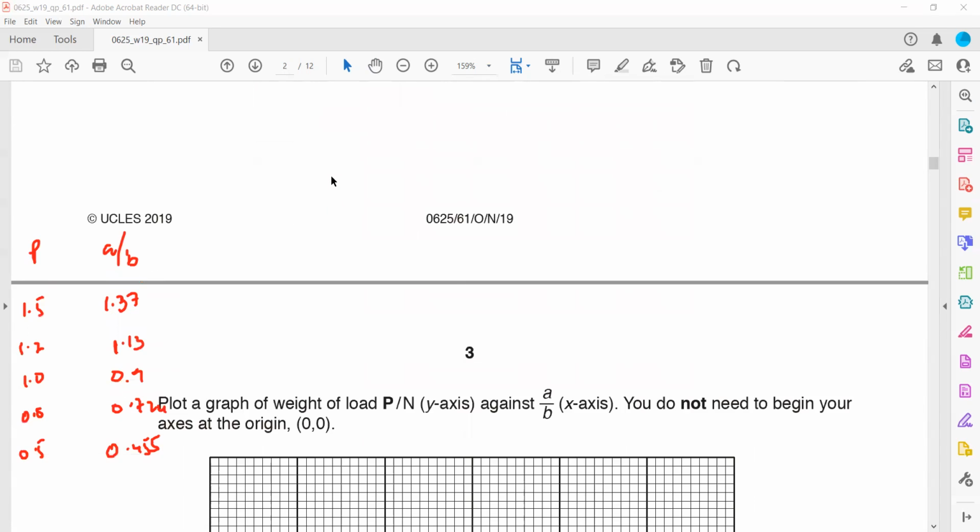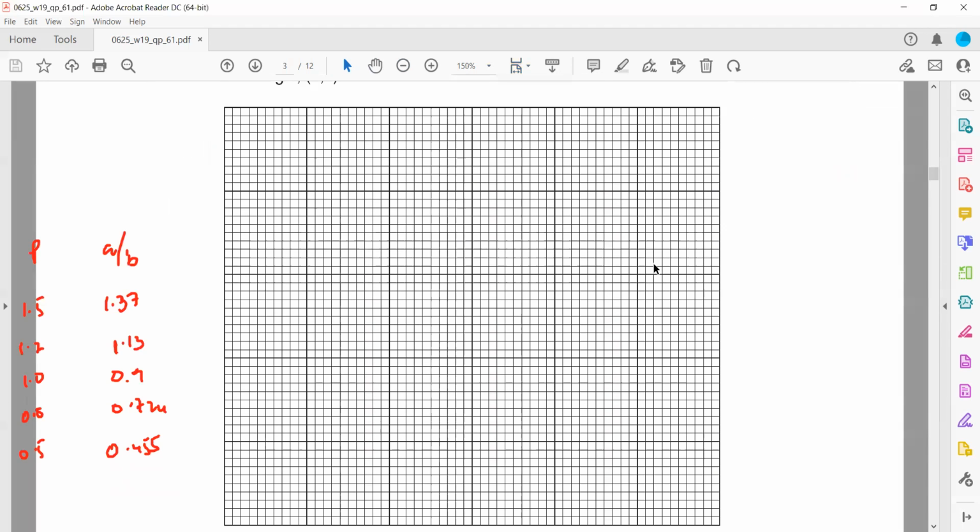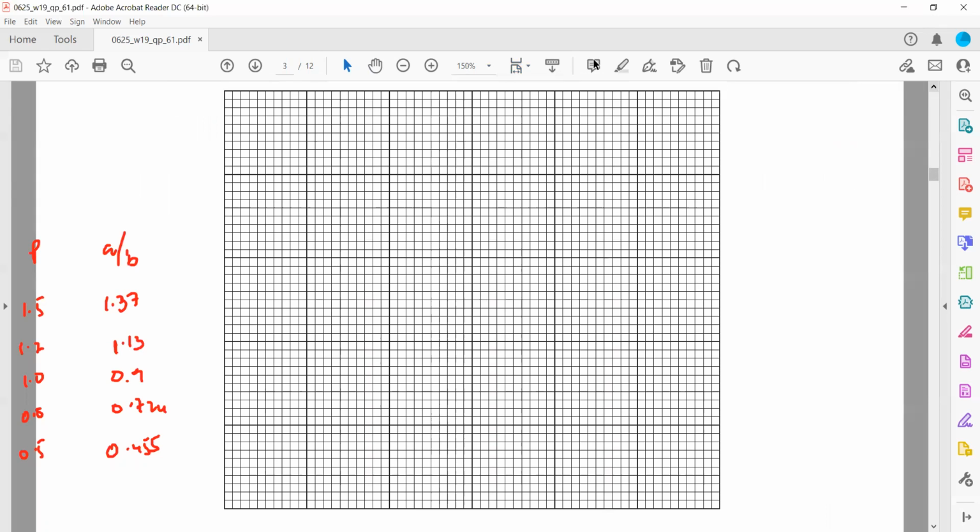Now we have to plot the graph. P is on the y-axis and A over B on the x-axis. It's a ratio, it does not have any unit. For P, we don't have to start from the origin. Our minimum value is 0.5 and the maximum is 1.5.